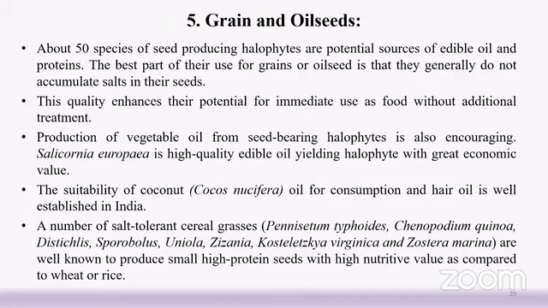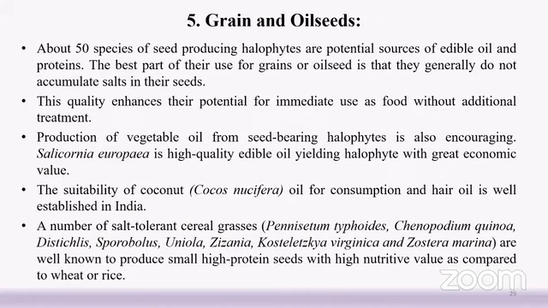So this quality enhances their potential for intermediate use as a food without additional treatment. Production of vegetable oil from seed-bearing halophytes is also increasing. Salicornia europaea is a high-quality edible oil yielding halophyte with great economic value. The suitability of coconut oil for consumption and hair oil is very well established in India.